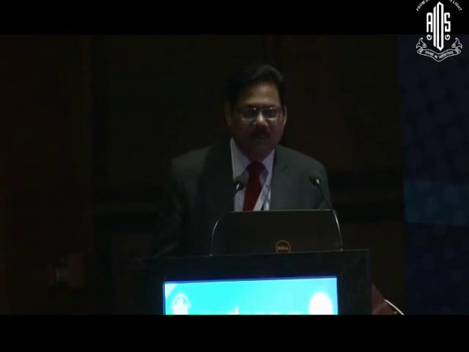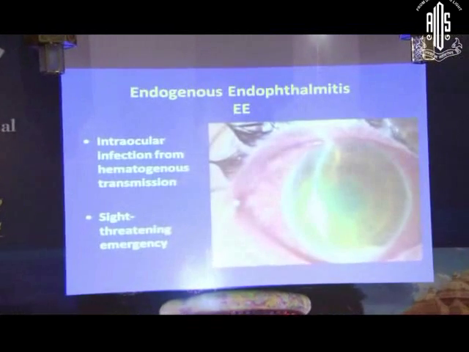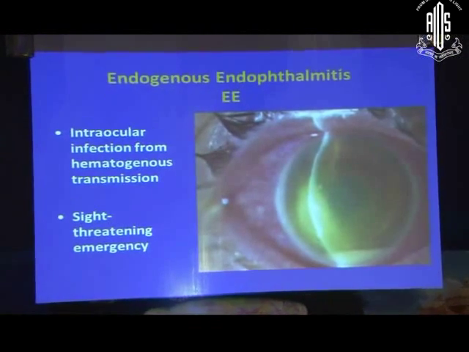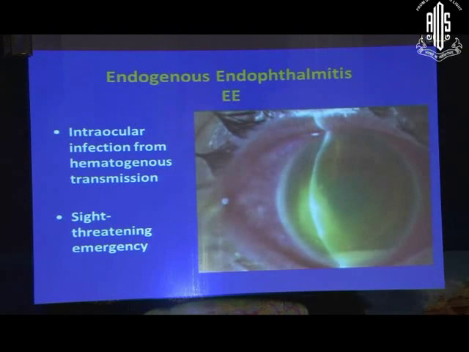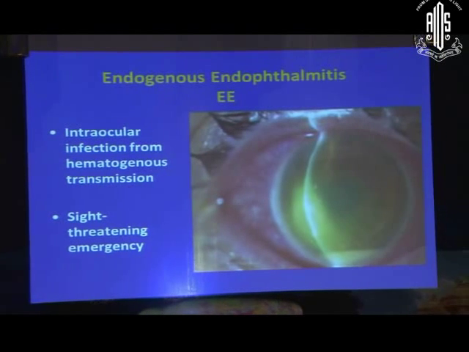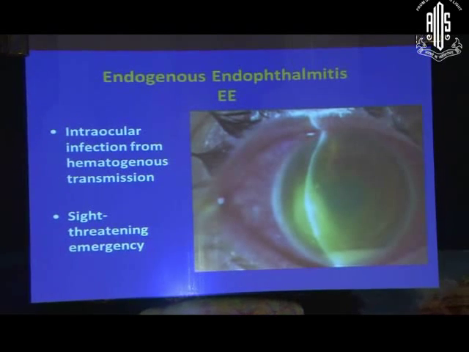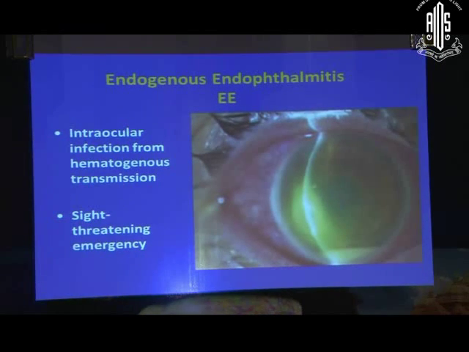I'll just briefly say, we all know that endogenous endophthalmitis is not as common as exogenous endophthalmitis. But it comes all of a sudden. One fine morning you find that there is a congestion in the eye, there is photophobia, pain, swelling and all that. And then you find that the vision is less, and then you report to the doctor. Basically, it is an intraocular infection from hematogenous transmission.